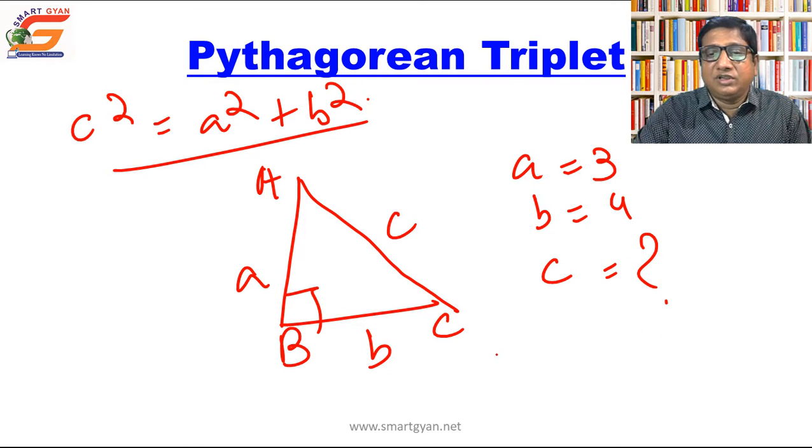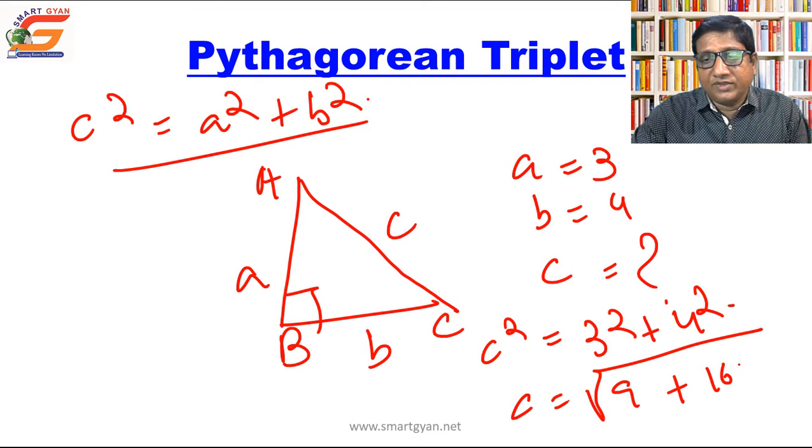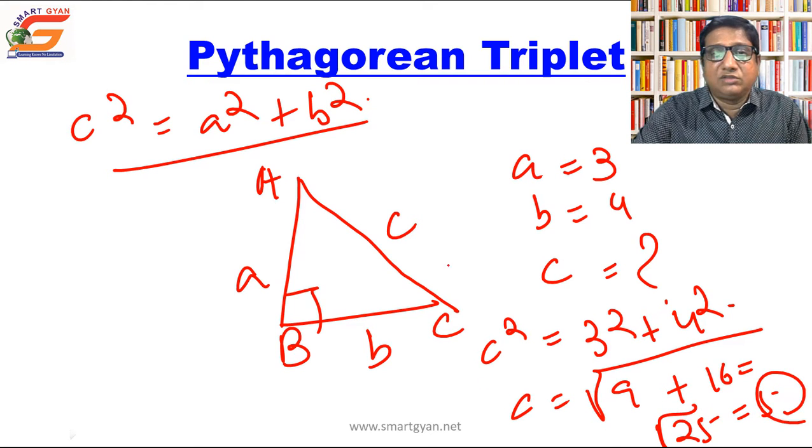Very simple. As you know, C square is equal to A square, that is 3 square, plus B square, that is 4 square. So C is equal to root over 3 square, 9, plus 4 square, 16. If you simplify this, it will be root 25, that is 5. So C is equal to 5.